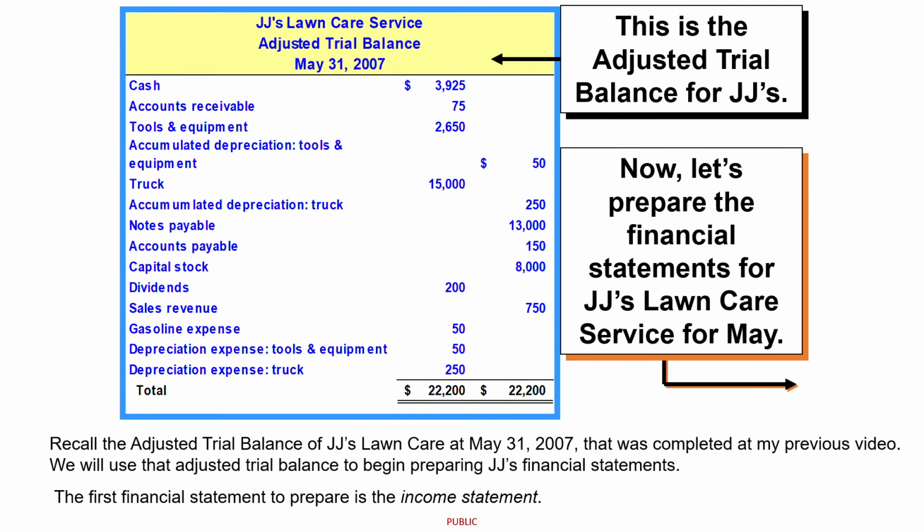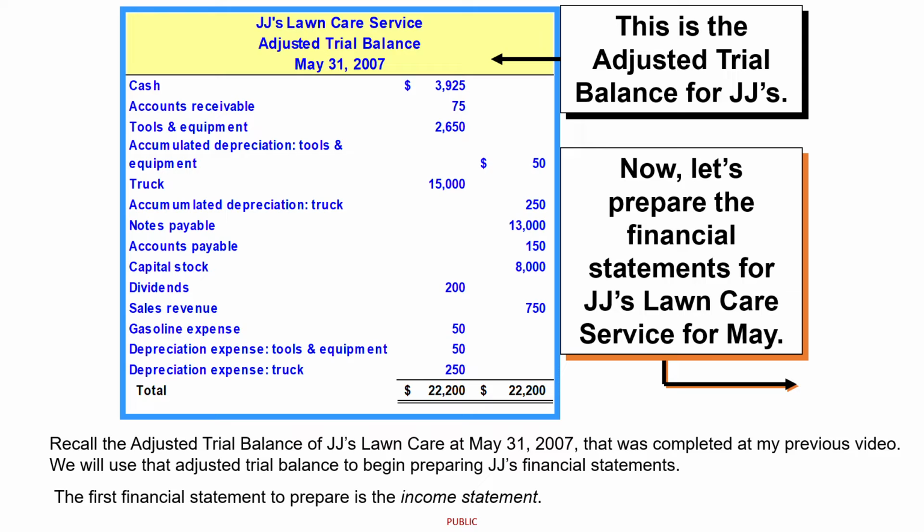So, this is a balance sheet of JJ's Lawn Care Service. This is the same balance sheet that I showed you in my previous videos. If you go to my channel and find the playlist of accounting and finance, you will see I made a separate video on each of them. So this is the JJ Lawn Care Services adjusted trial balance for May 31st, 2007. This is the adjusted trial balance for JJ.